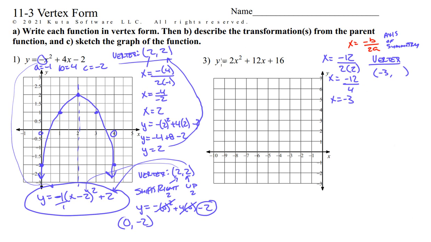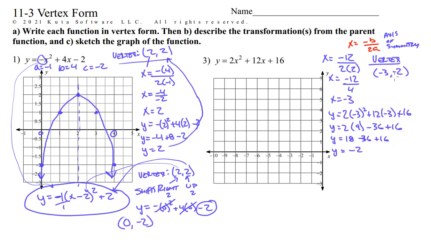So now we can plug that negative 3 into this formula here to figure out what our y is, right? So y equals 2 times negative 3 squared plus 12 times negative 3 plus 16. Negative 3 squared is 9. We have to do this first before you multiply by 2, remember. 12 times negative 3 is negative 36 plus 16. So 2 times 9 gives us 18 minus 36 plus 16, which ends up giving us negative 2. So our vertex is going to be negative 3, negative 2.